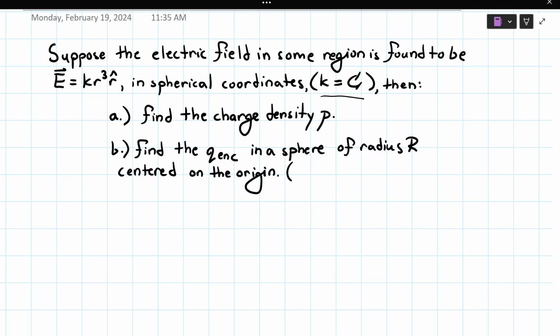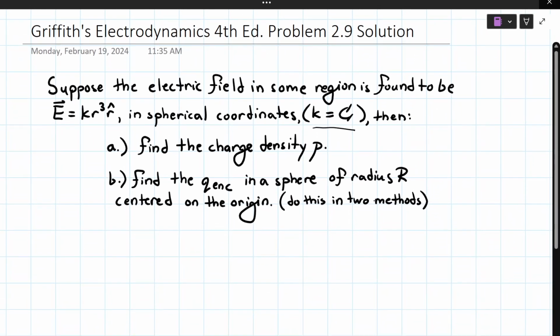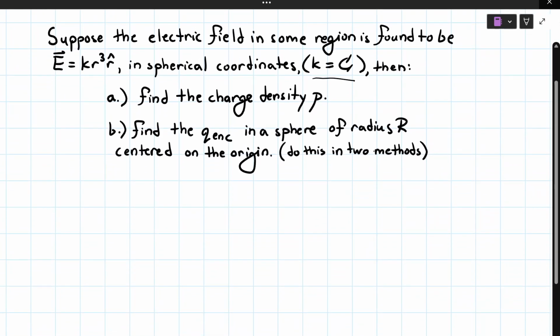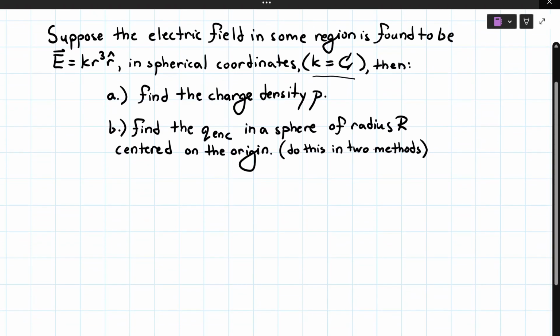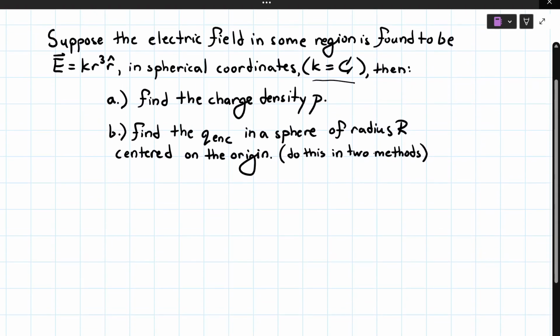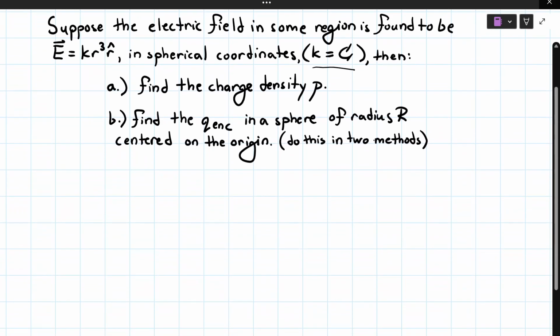And we're going to do this in two methods, or more than two methods, but we're only going to do it in two because the problem reverses that way. Something important before we can begin: this is a problem that requires application of Gauss's law. And Gauss's law is fairly simple, right?